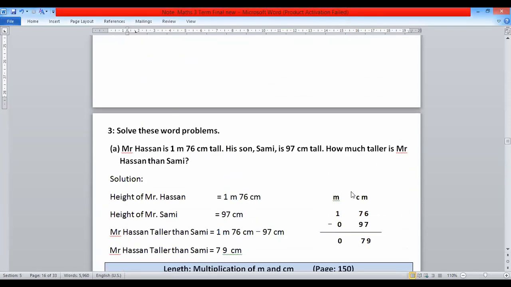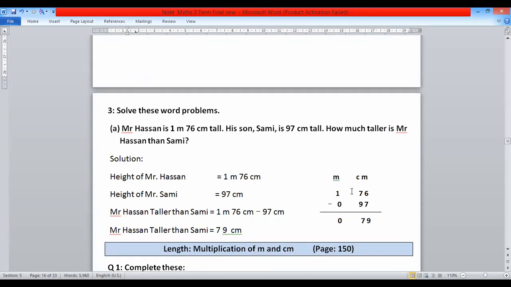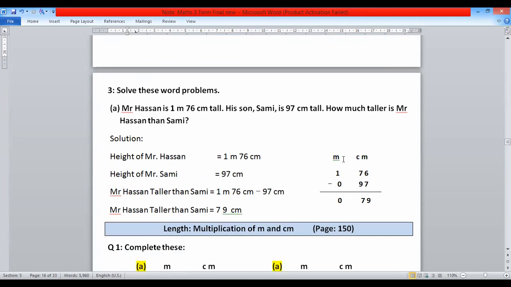And the statement of question 3 is, in question 3, there are 4 word problems given. I am just solving part A, and remaining parts B, C, and D. These word problems are your homework, so you have to solve the remaining parts in your copy. I am just going to solve part A. Look how we solve a word problem with complete statement.